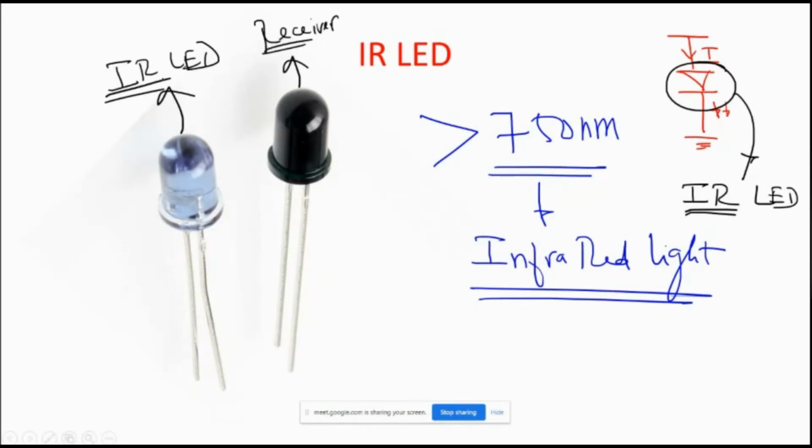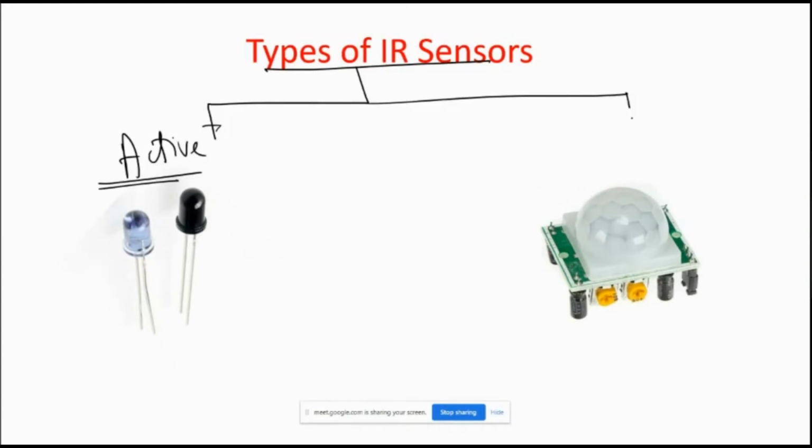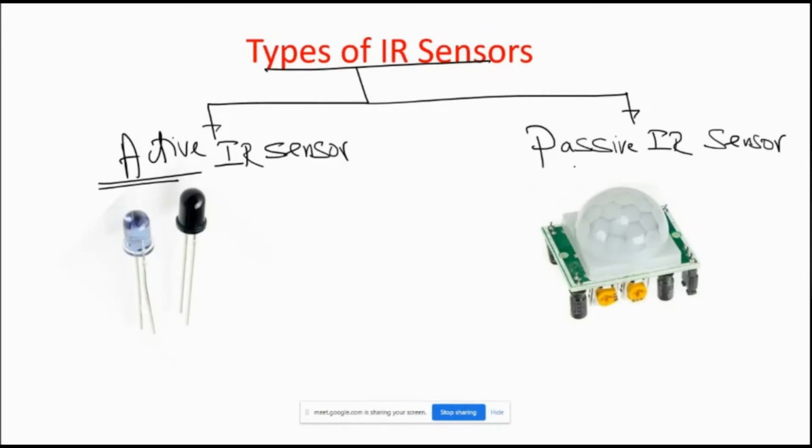Now, where do we use this invisible light or IR light? The most predominant application is our remote control. The other most widely used application of the IR LED is security applications. As I told you in the beginning of this lecture, there are two types of infrared sensors: one is an active infrared sensor, and the other is a passive infrared sensor, in short called PIR, passive infrared.